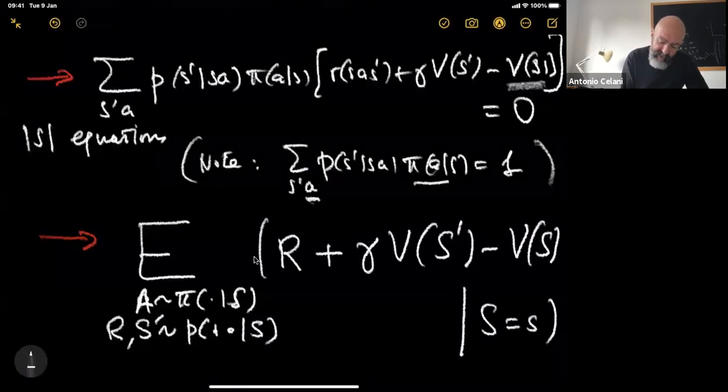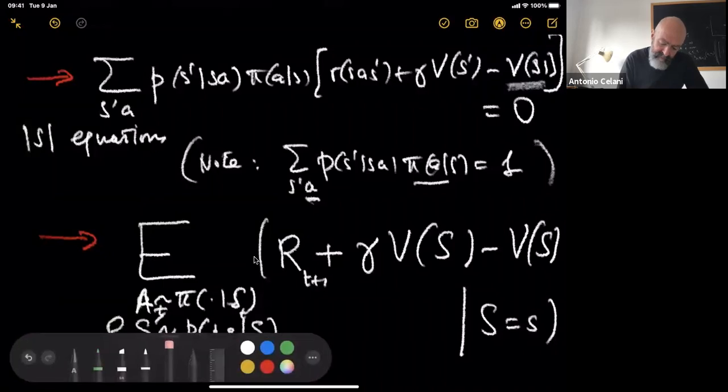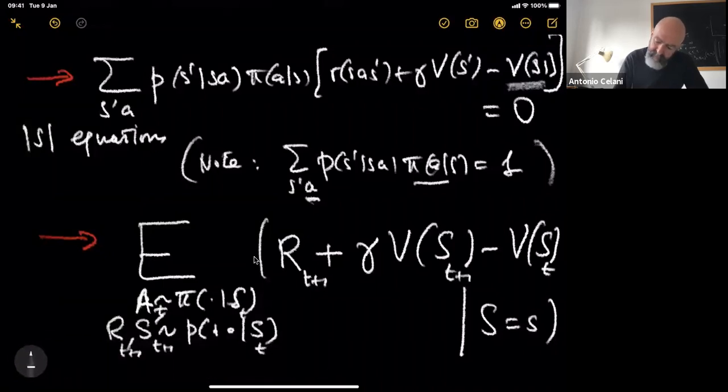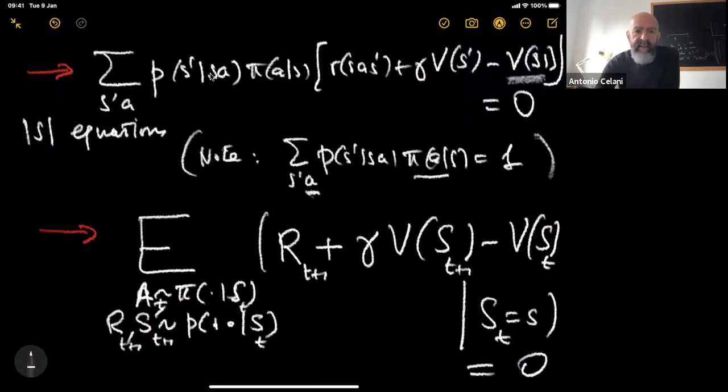So if I want to put explicitly the times, this would be the state S_t, the time t plus 1, the reward t plus 1. So maybe this is even more transparent. This is equal to 0. Okay. So do you see that this line here is the same as this one? Only that now I've expressed this implicitly as an expectation value over the policy and the model.